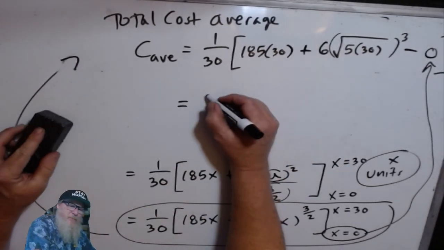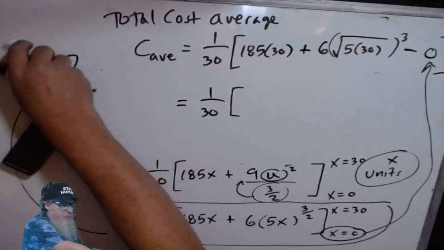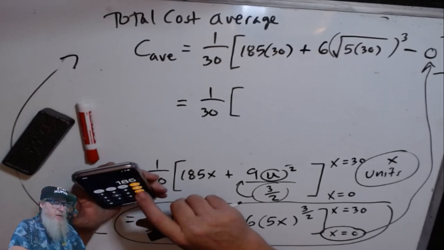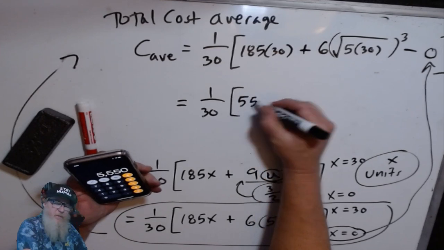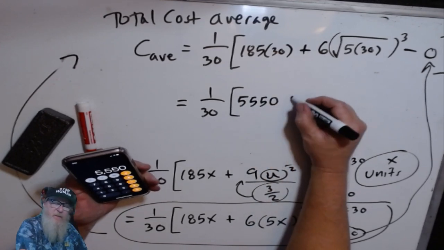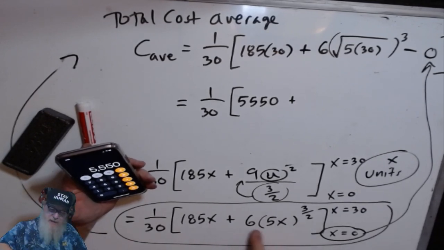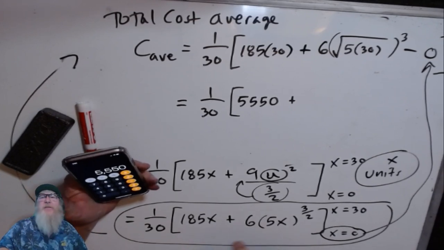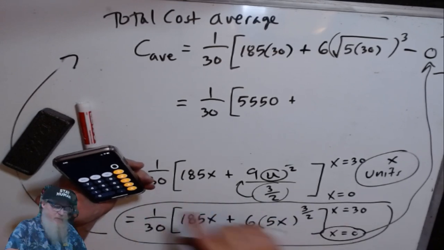All right, there we go. Now it's all calculator work. So what do we got? 185 times 30. That's 5,550. Make sure the 6 does not multiply by the 5. I have seen that mistake before. You get 30 times 30, and then you do 30 squared, and then square root, and the whole thing ends up all messed up.